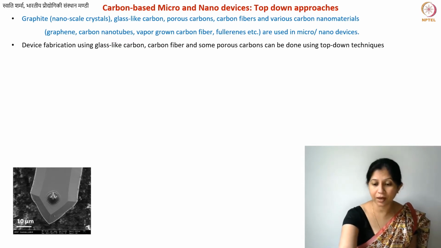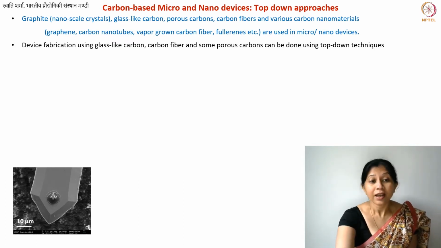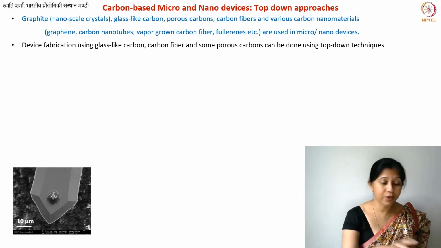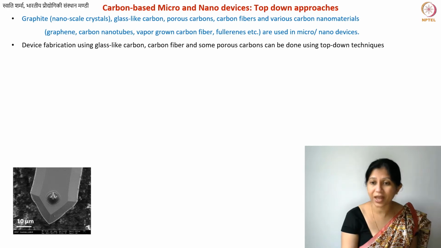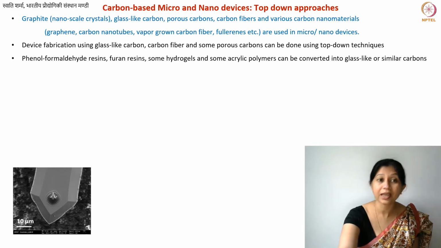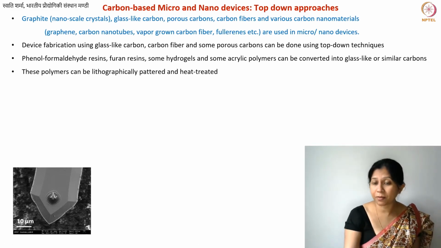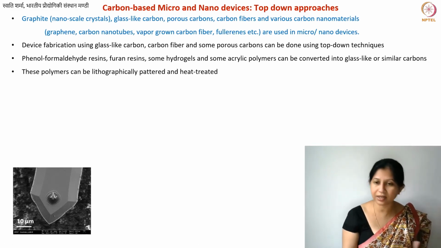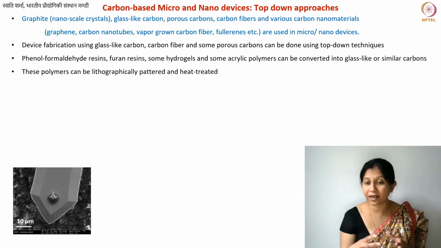So here are some nice pictures that I have shown. This particular AFM tip that is made of carbon, first we made it using some polymer, acrylic polymer, and this was fabricated using nanoscale 3D printing. Okay. Now you also have phenol formaldehyde resins. So what are the precursors? The same precursors that you have for large scale glass-like carbons can be used at micro nanoscale.